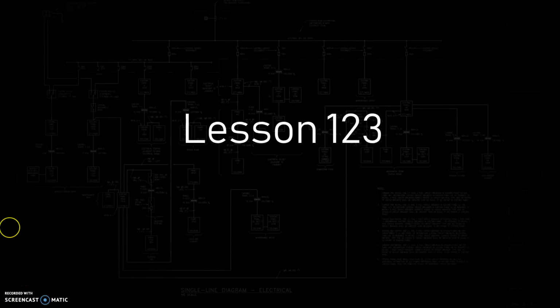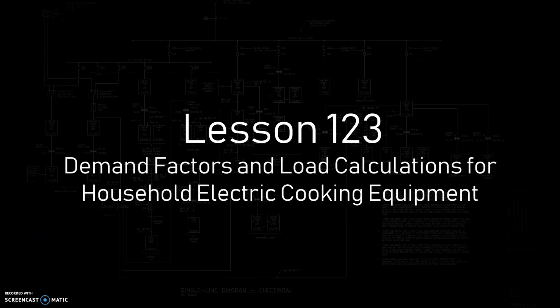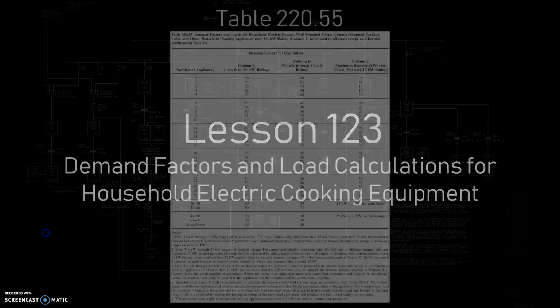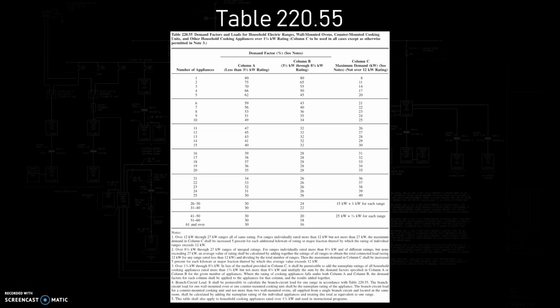Lesson 123, the biggest item in here is all sorts of different stuff about electrical, household, cooking appliances, residential ranges, things like that. And we're going to spend most of our time on one particular table, and that is table 220.55. Now there's a lot of kind of advanced ideas, and this is honestly one of the more difficult and technical lessons I think we have.